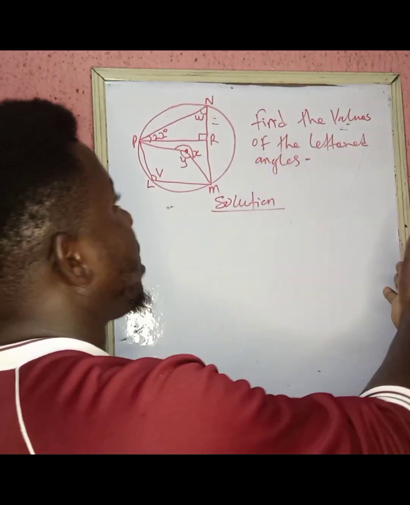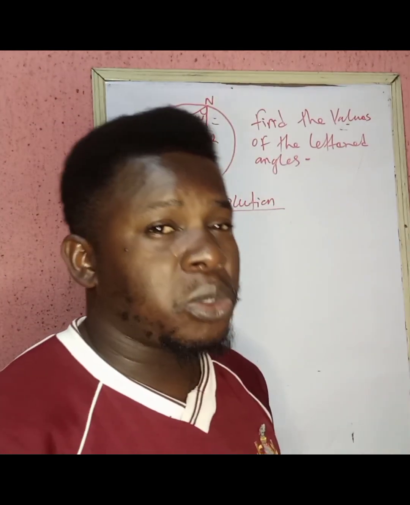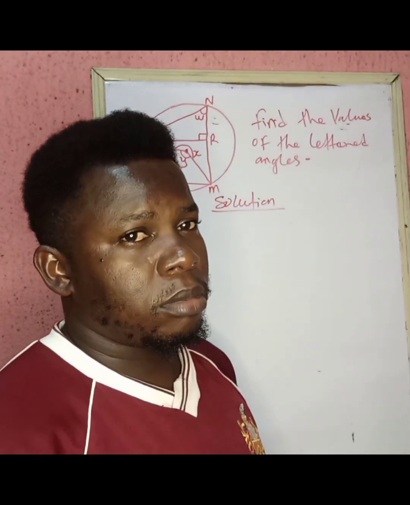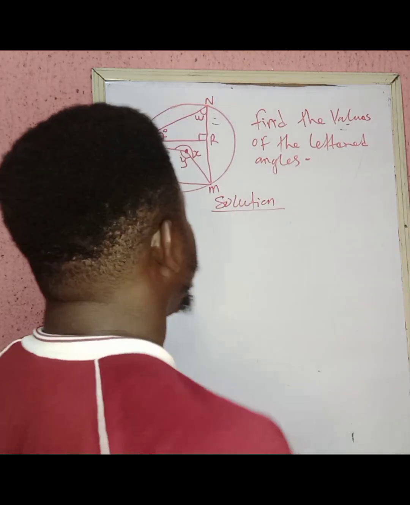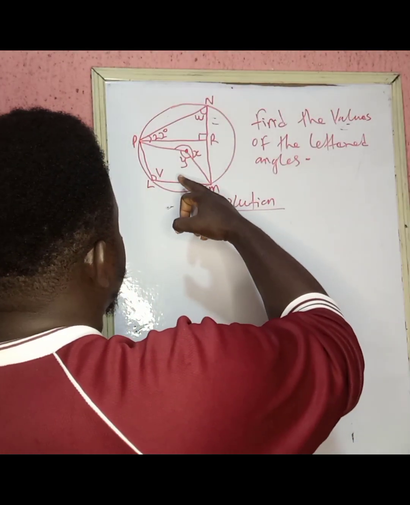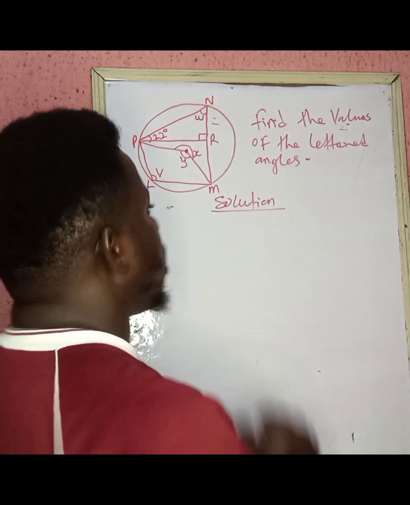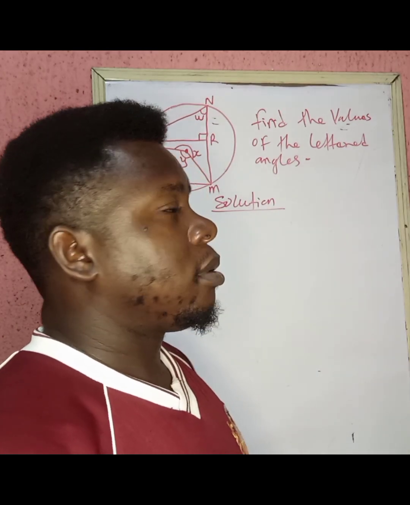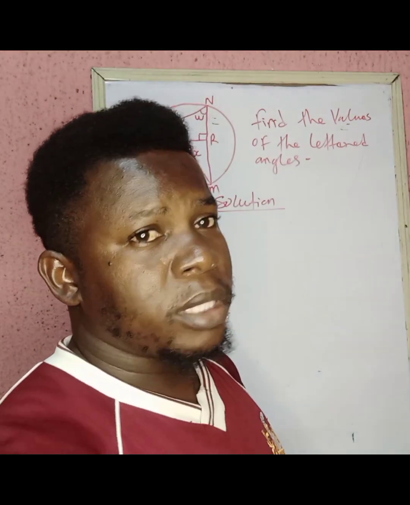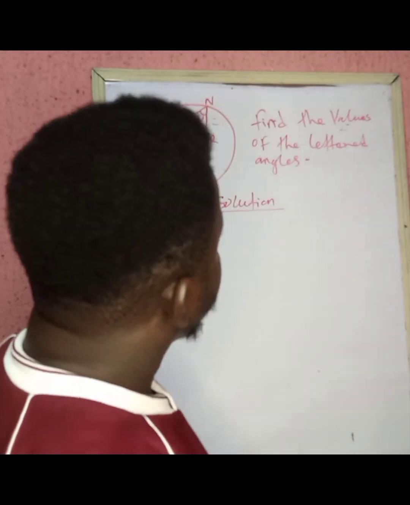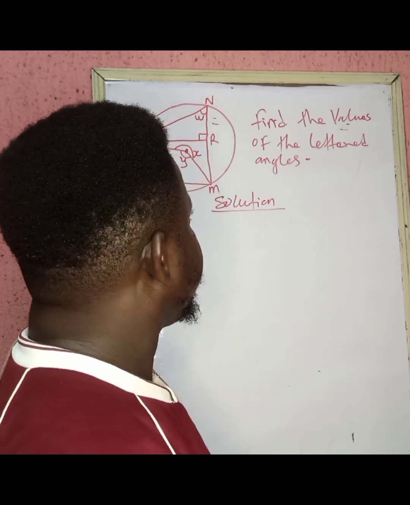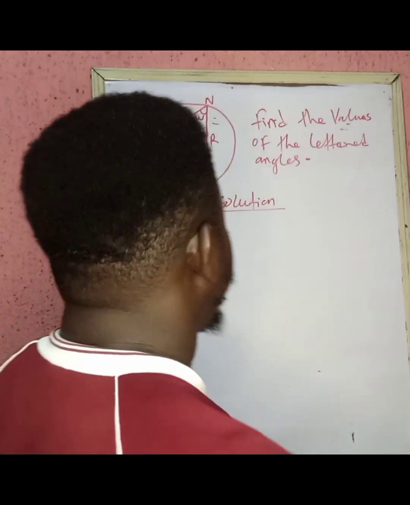And for you to be able to get W, you need to use the sum of angles in a triangle. For you to get Y and W, for you to get X, you need to use angles at a point. And Y, okay, let's solve for Y.